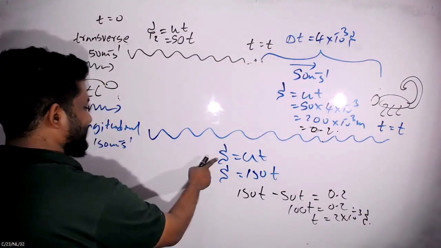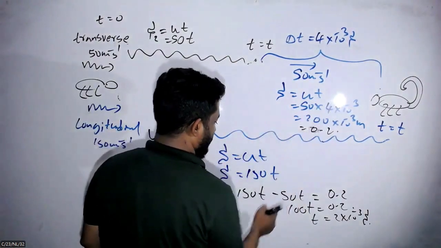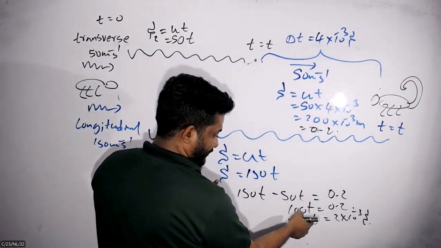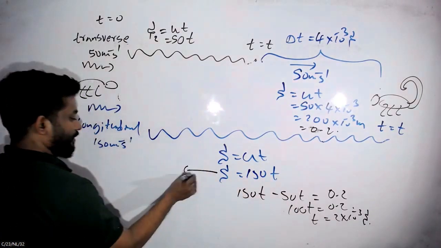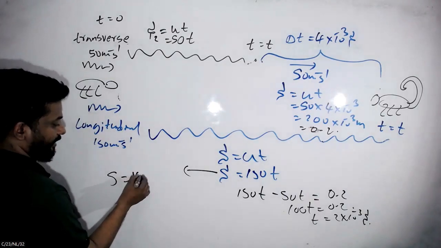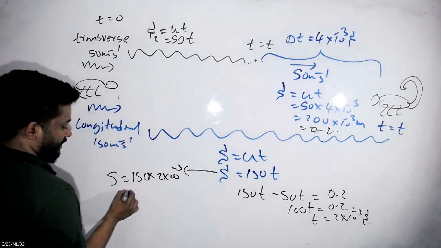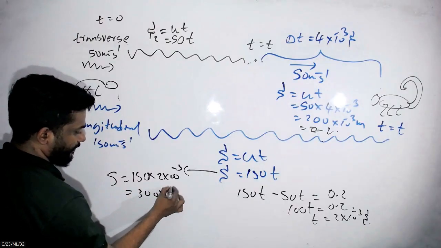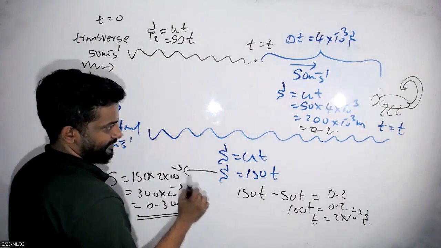Then you can find this distance. You need to find the gap between insect and scorpion, no? Now you have found the value for t. Then you can substitute that value for this expression. S equals 150 into 2 into 10 to the power minus 3. 300 into 10 to the power minus 3, then 0.3 meter is the answer.